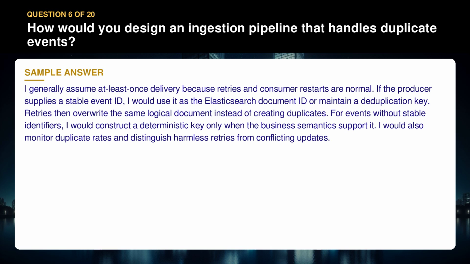For events without stable identifiers, I would construct a deterministic key only when the business semantics support it. I would also monitor duplicate rates and distinguish harmless retries from conflicting updates.